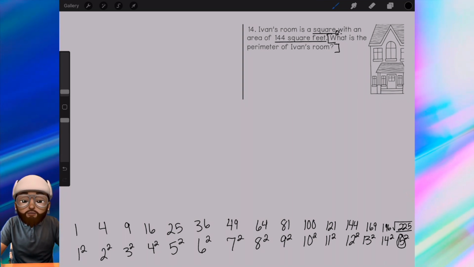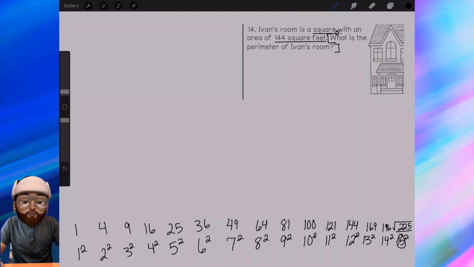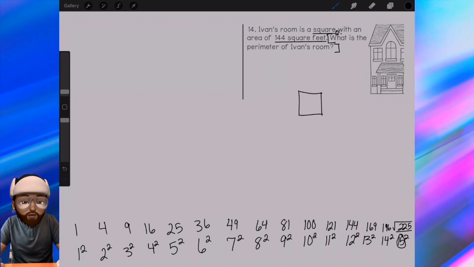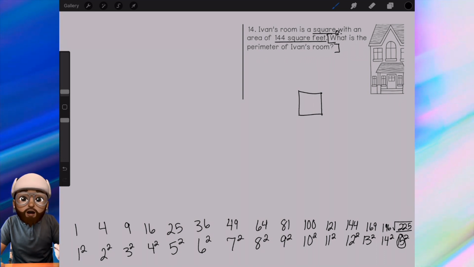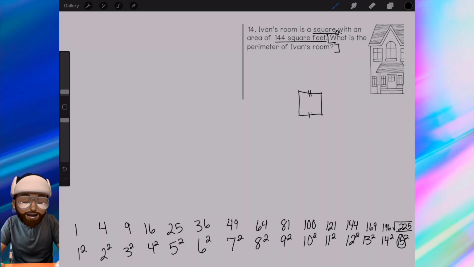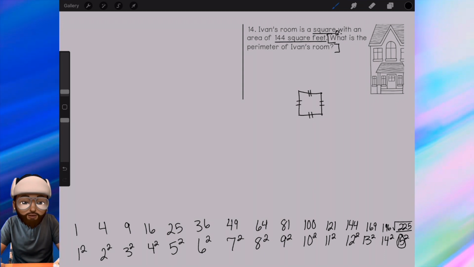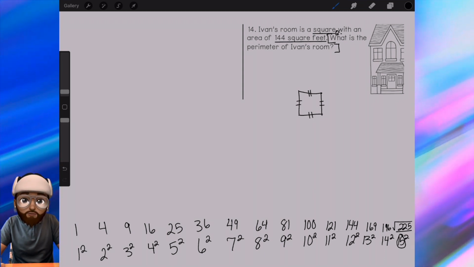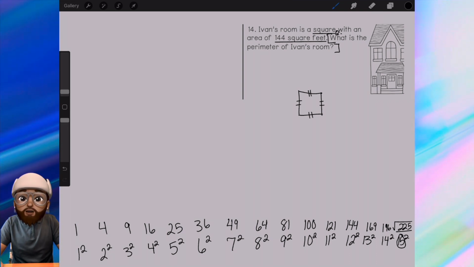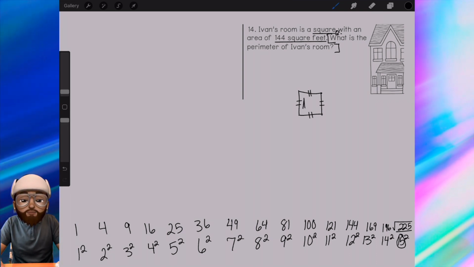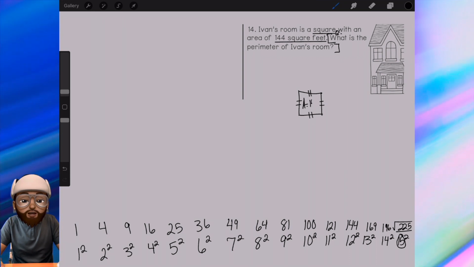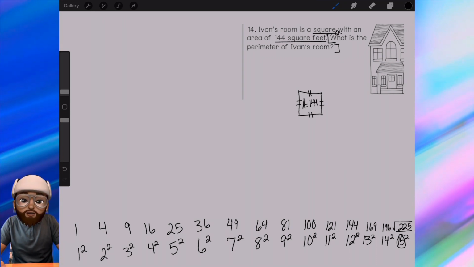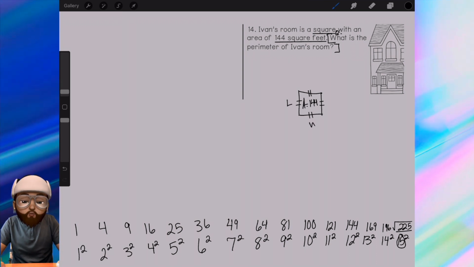Let's do that now. The first thing we need to do is draw our square. We need to remember that a square has 4 equal sides. So once you find one side, you're going to find all of the sides. Now, the next thing that we know is we have an area of 144. And what do we know about a square? It is length times width.